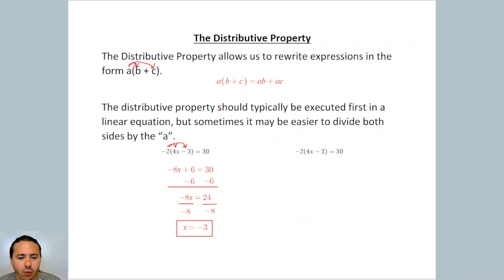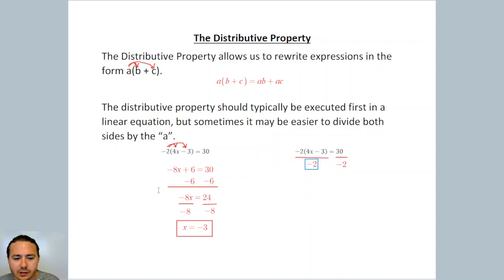Now, I did want to bring up that if you can, especially if there's no variable on this term up here, then instead of distributing, you can divide both sides by that factor. So we can divide both sides by negative 2 here. In this case, it doesn't really save any steps necessarily. So I don't think it really matters whether or not you do this.